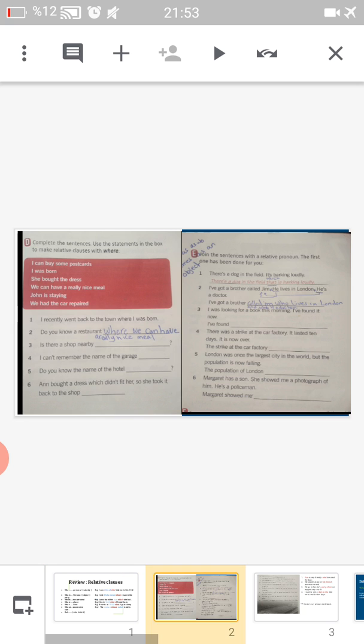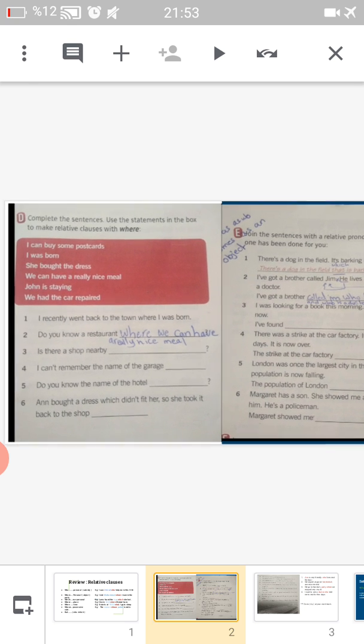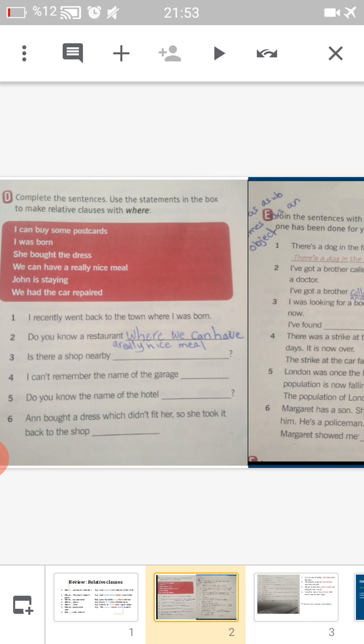Now, please open your student book at exercise D. Listen to me. In exercise D, complete the sentences. Use the statements in the box to make relative clauses with where. So in this exercise, we choose the suitable relative clause, which is where. Now, go to the red box: I can buy some postcards. I was born. She bought the dress. We can have a really nice meal. John is staying. We have the car.